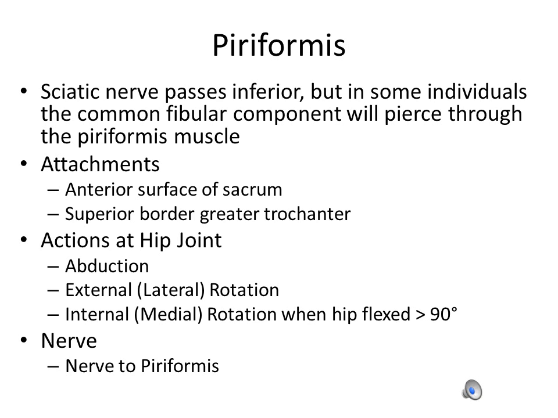Piriformis. The sciatic nerve most often passes inferior to the piriformis muscle belly. In some individuals, the common fibular component of the sciatic nerve will pierce through the piriformis muscle. The piriformis muscle's attachments are the anterior surface of the sacrum and the superior border of the greater trochanter. The piriformis performs hip abduction, hip external rotation, and hip internal rotation when the hip is flexed to greater than 90 degrees. The innervation of the piriformis is the nerve to piriformis.